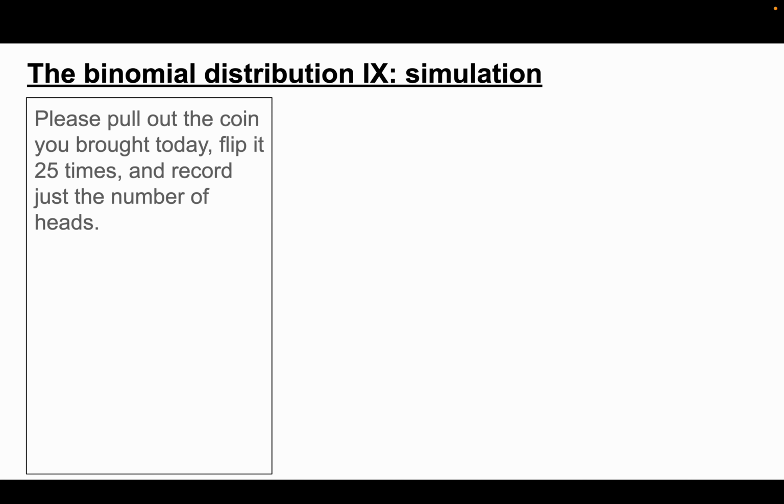So in my class where I taught this, we did a simulation of the binomial distribution. I had people pull out a coin, flip it 25 times, and record just the number of heads. So you want to think carefully about what's happening here. Each flip of the coin is a trial, and each person's 25 flips are a sample or an experiment. So this is a rare case where we actually are doing many different samples.